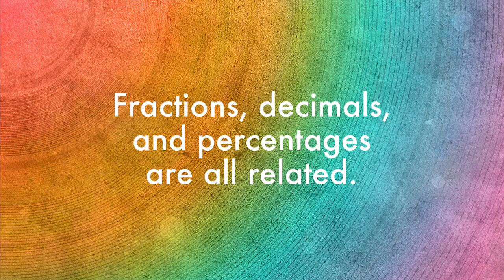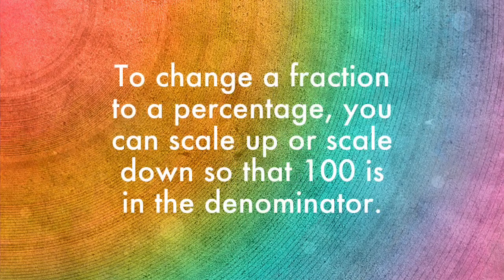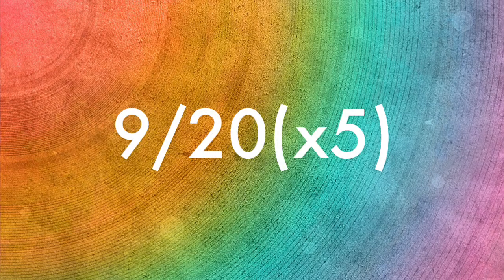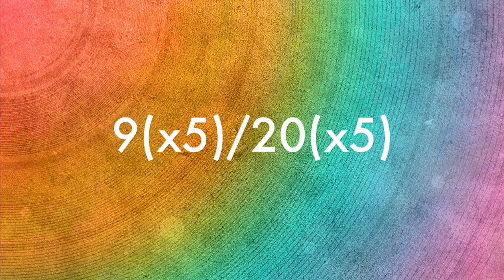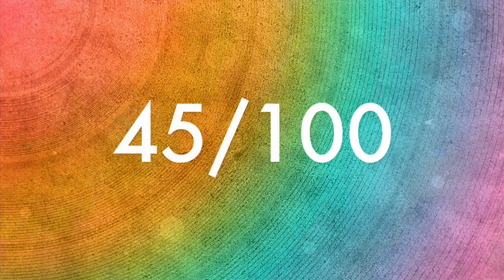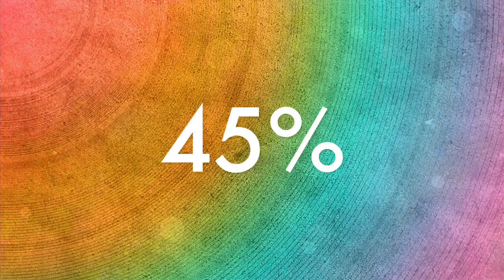For one thing, we've seen that fractions, decimals, and percentages are all related. In fact, to change a fraction to a percentage, you can scale up or scale down so that 100 is in the denominator. For example, to find out what 9/20ths would be as a percent, we would simply need to make the denominator 100 by scaling this up. Because we know that 5 20s makes 100, then we would simply scale up both the numerator and denominator by 5, giving us 45 hundredths, which tells us that it is equivalent to 45%.